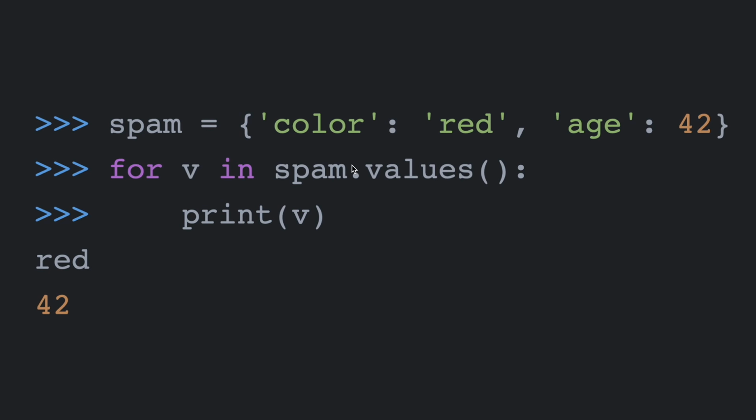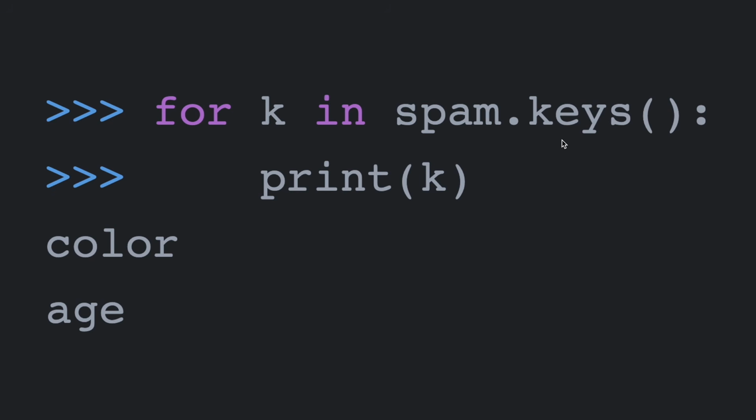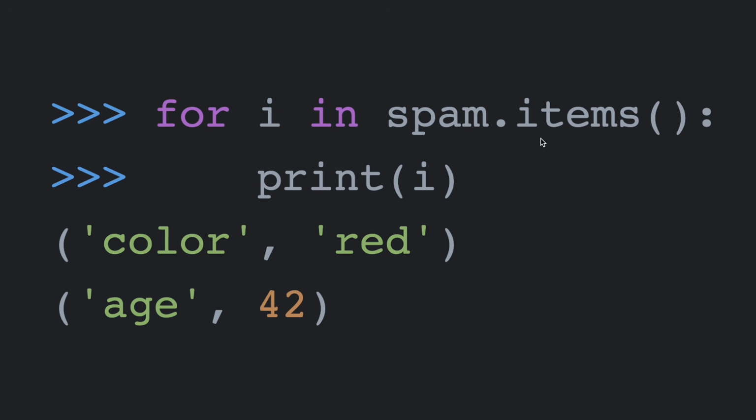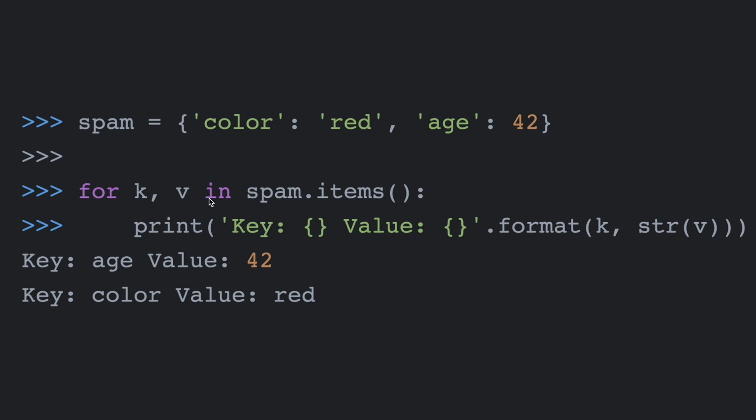You can use the .values to get each value. So in this for loop, we're looping through all the values, and we're printing the values, red 42. You can do the same thing with the keys. So .keys, and now we're printing the keys. And then with .items, we can print each item in the list that has the key and the value. And here we're storing the key and the value into these variables as we iterate over the dictionary.